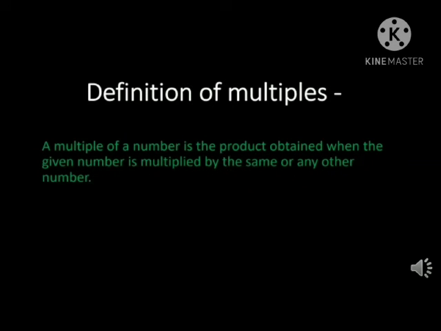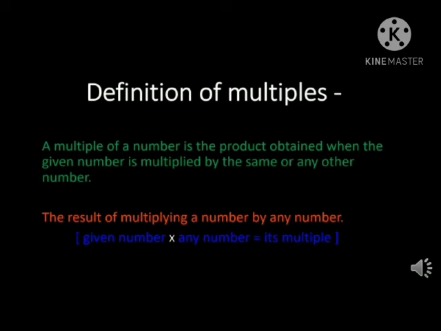First, let us see what are the multiples of any number. A multiple of a number is the product obtained when the given number is multiplied by the same or any other number. Or in other words, the result of multiplying a number by any number. So we can find the multiples of any number by using this formula. Given number multiplied by any number is equal to its multiple.